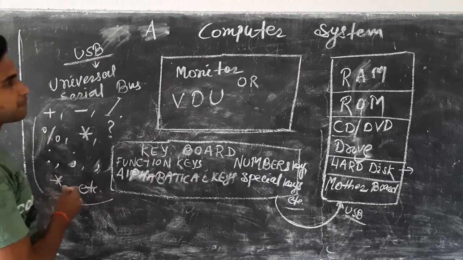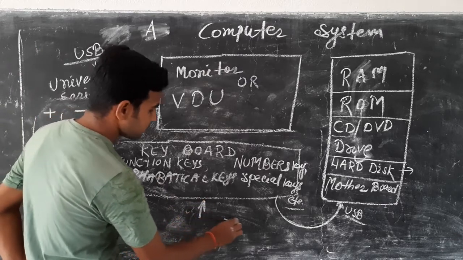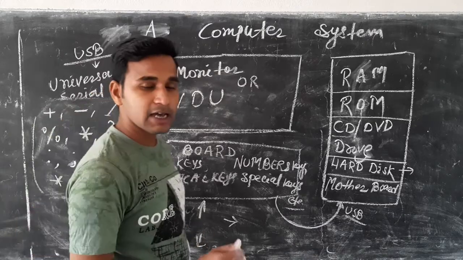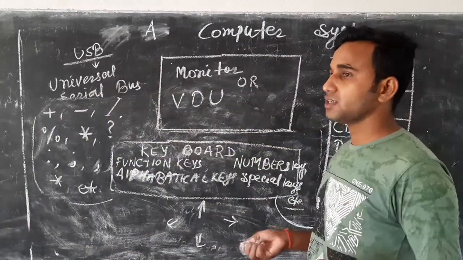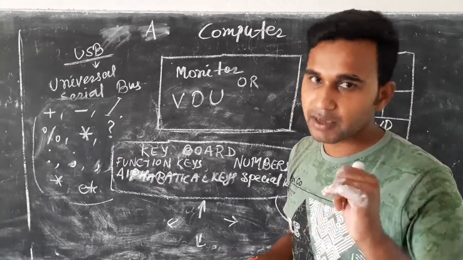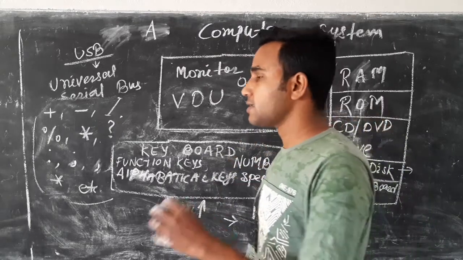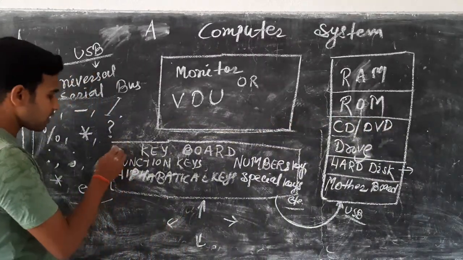There are more keys too. Arrow keys has top, left, right, bottom. This is the arrow keys. Many more keys are available, like control keys, space bar keys, backspace keys.